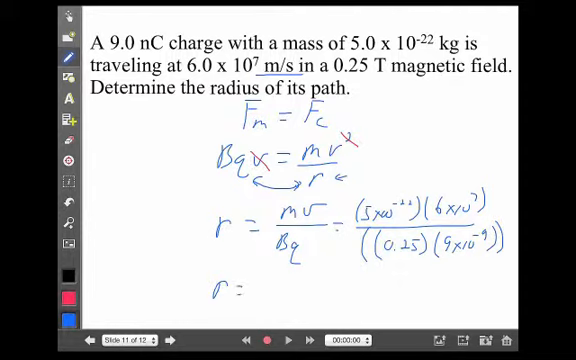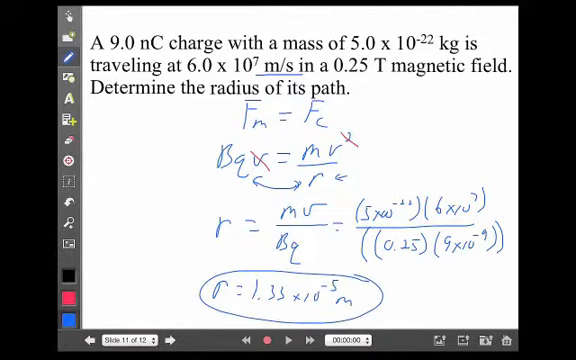And that gives me a radius of 1.33 times 10 to the minus 5 meters. Okay. And that's really all there is to that. And again, this is an effective way of understanding something about magnetism.